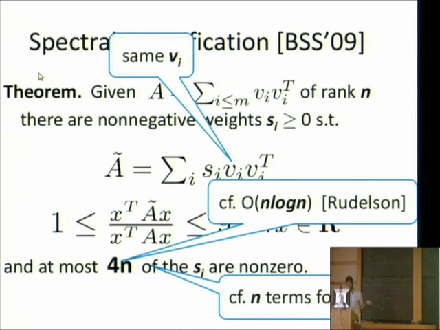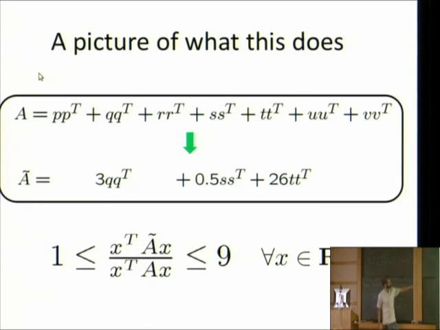Okay. So why would you want to prove something like this? Well, you can apply this in a bunch of different settings and get some nice results. In case you didn't want to read that carefully, this is just a picture of what this does. You give me a matrix with a bunch of outer products. It kills most of them and gives me some numbers on the rest so that this thing holds, okay? I can get this arbitrarily close to 1. I'll talk about that later.